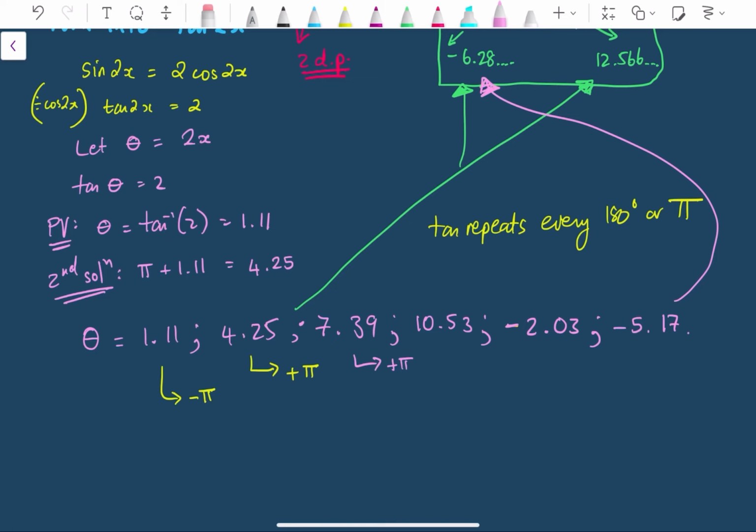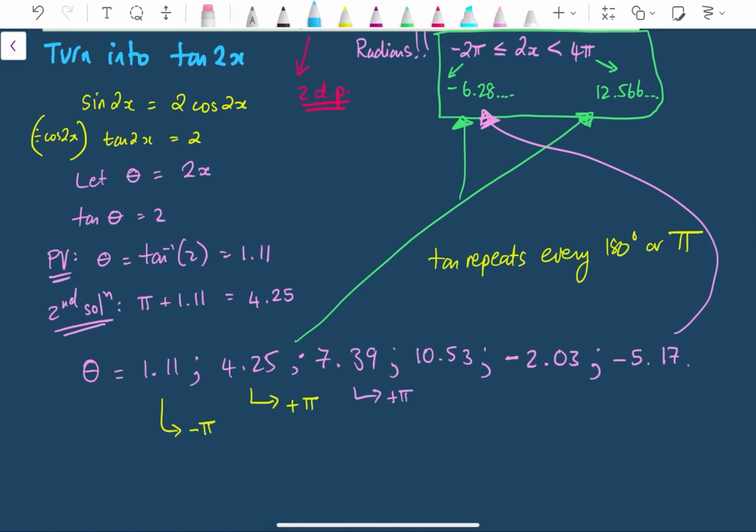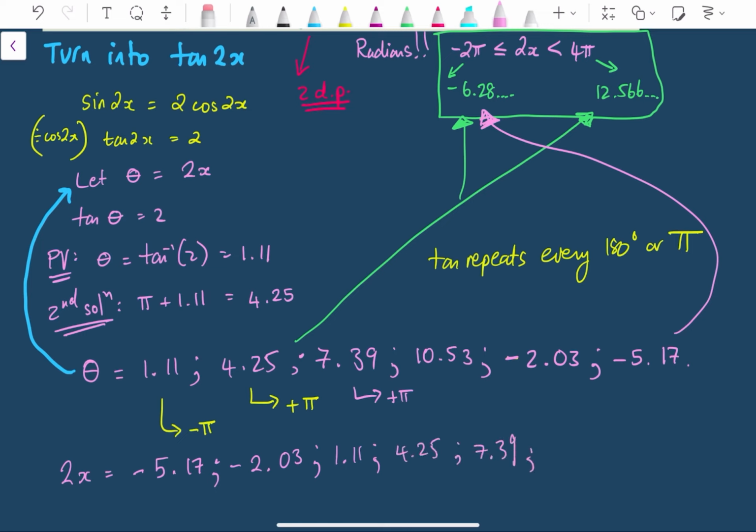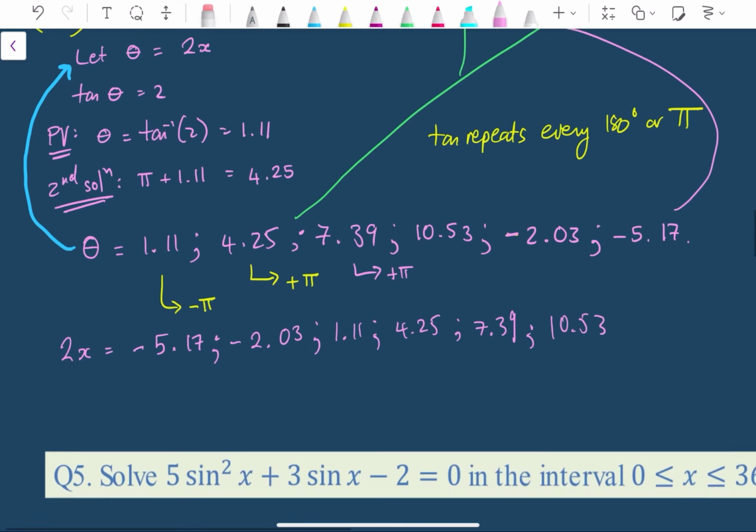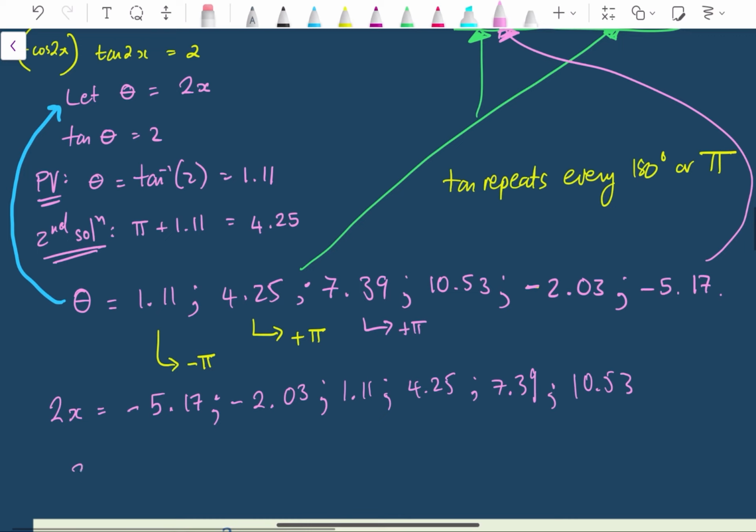There are 6. 1, 2, 3, 4, 5, 6. So I'm going to list them out in order of size. And I must remember, there's always lots to remember when I solve a hard trig equation. I made a substitution. So I'm going to say 2x is equal to, I like to list them in order of size, negative 5.17, negative 2.03, then 1.11, then 4.25, and then 7.39, and then 10.53. And then my final step is to go and divide by 2.